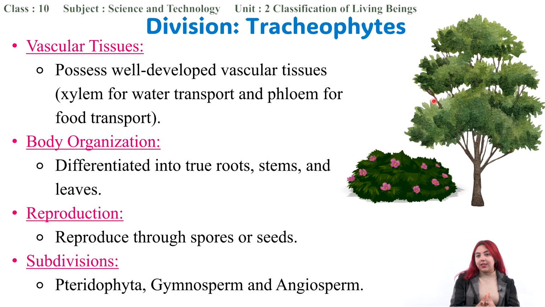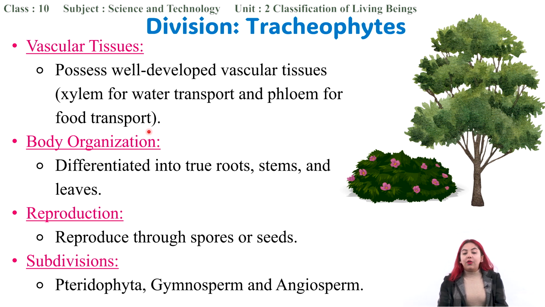Now from the name itself, we can understand that this division of plants contains tracheas, that is the vascular tissues that is responsible for the transportation of water and nutrients to different parts of the body. So from this division, the plant contains well-developed vascular tissues in them. That is, they have xylem for transportation of water and phloem for the transportation of food throughout the body.